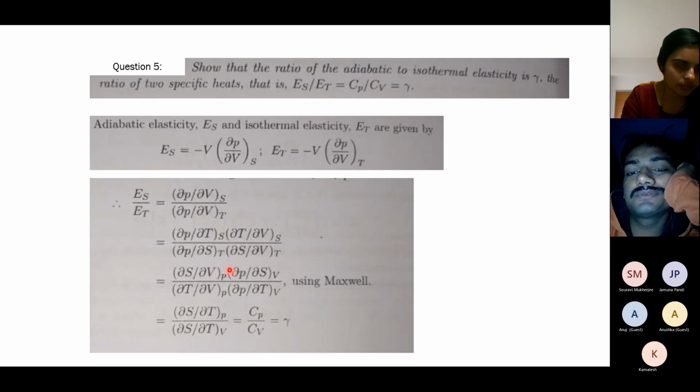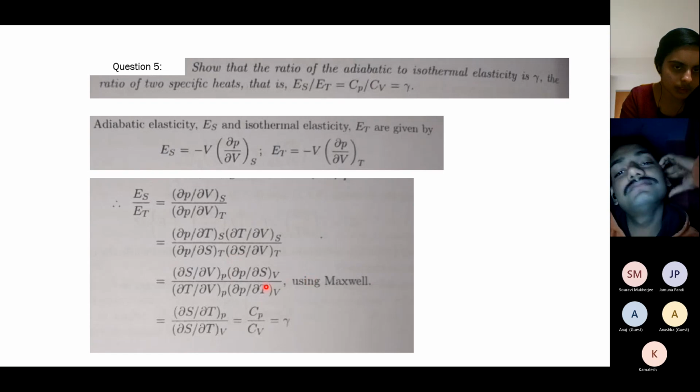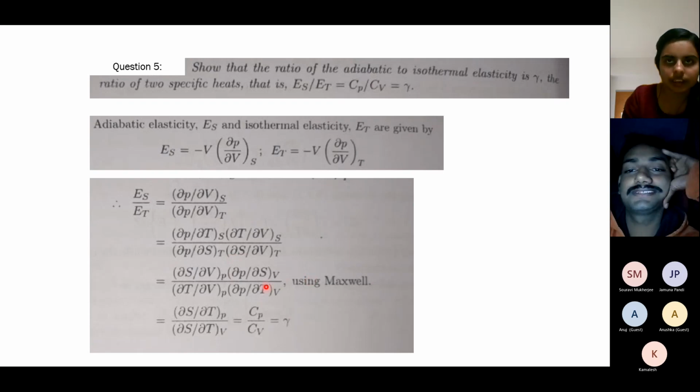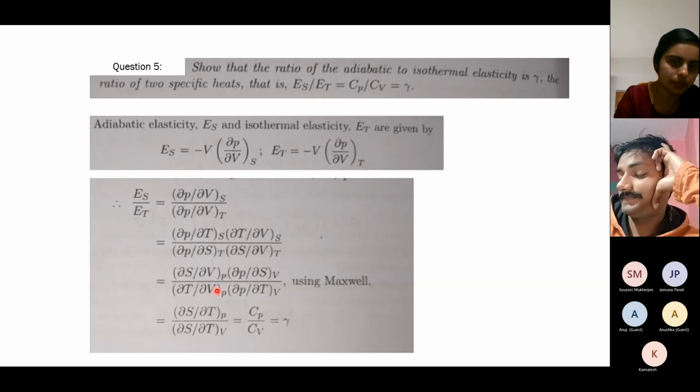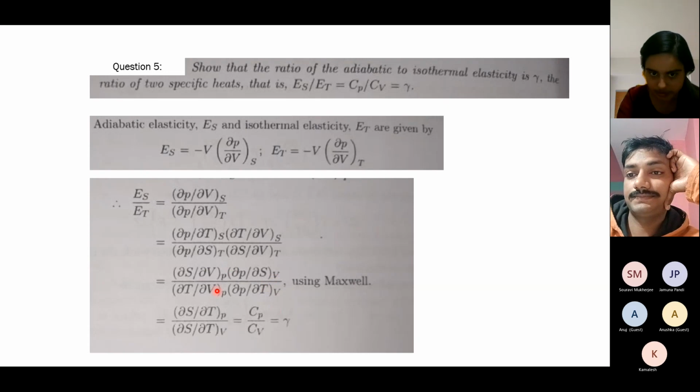It is also coming from the Jacobian relation. Just don't think in terms of the different terminologies, like maybe Maxwell or maybe Jacobian. Just look at this and think. It's pretty simple. You don't have to think about formulas here. Just looking at it will tell you.